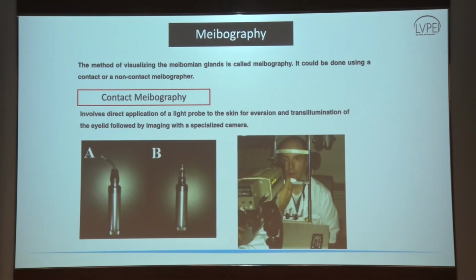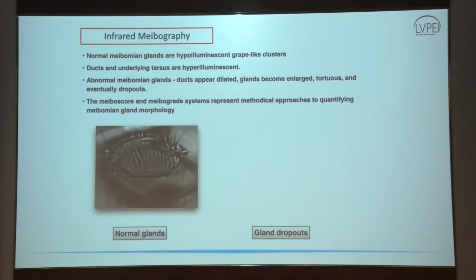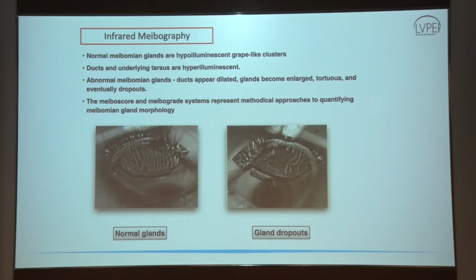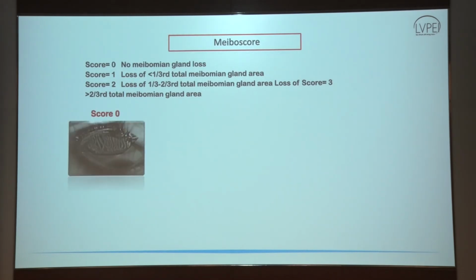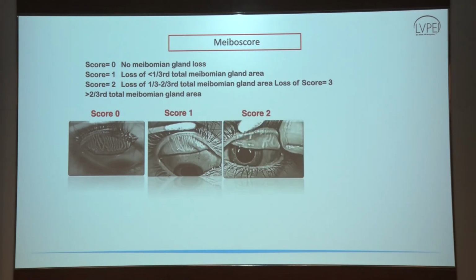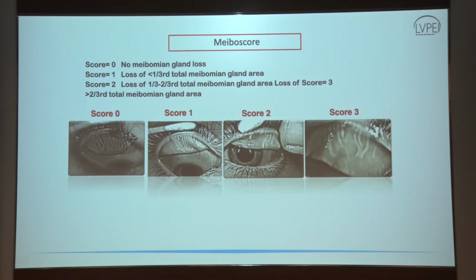Then in meibography, there is contact meibography which is not used these days, but infrared meibography is what is used. In that, the ducts are hyperluminescent. This is how the normal glands would appear, and this is how gland dropouts would appear. You don't have any hyperluminescence in the area where there is gland dropout. And then there is a scoring: score 0 is no loss, less than 1/3 loss would be score 1, 1/3 to 2/3 is score 2, and score 3 is more than 2/3.